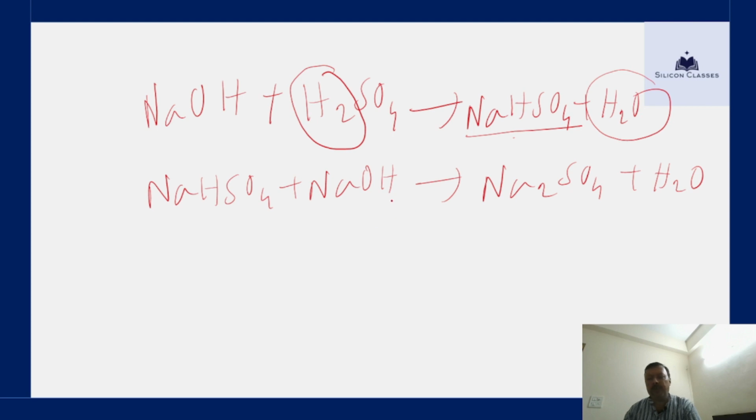When an acid reacts with a base, the replaceable hydrogen atom of the acid is replaced by the hydroxide ion of the base, partially or fully. Here, the hydrogen atom is partially replaced to form sodium bisulfate. And here, the hydrogen ion of sulfuric acid is fully replaced by hydroxide ion to form a common salt.